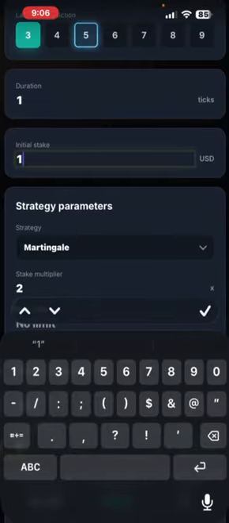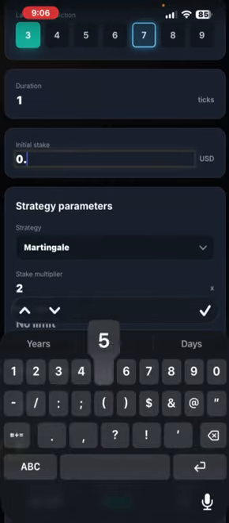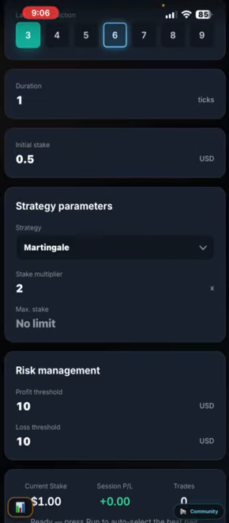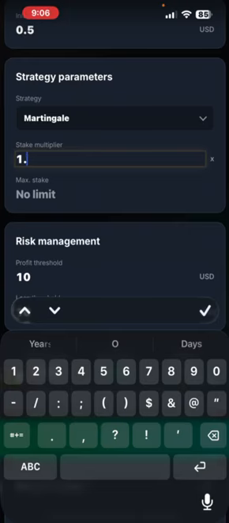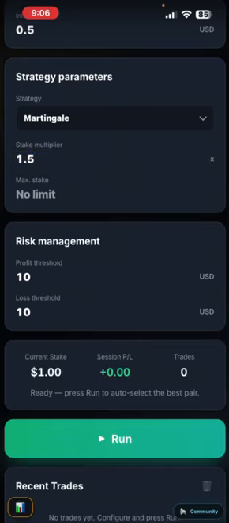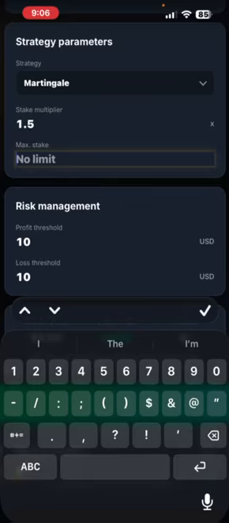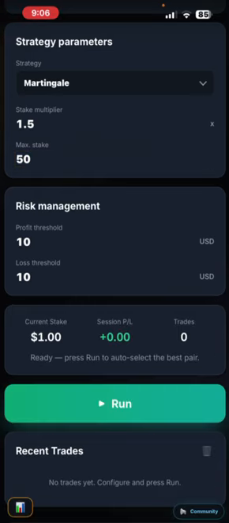The duration should be one tick duration. Initial stake 0.50. Then martingale 1.5. Then the max stake is how much you want the martingale to pass. So if you want to make sure your martingale does not pass 50, you put 50. You see, so you're not going to pass that stake there. Amount that we need to try to recover, you see me?